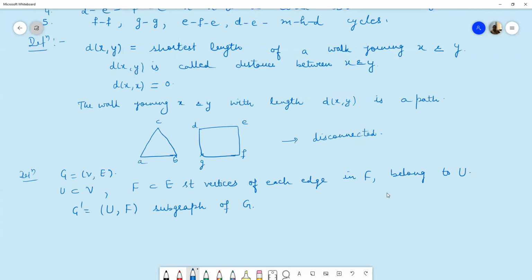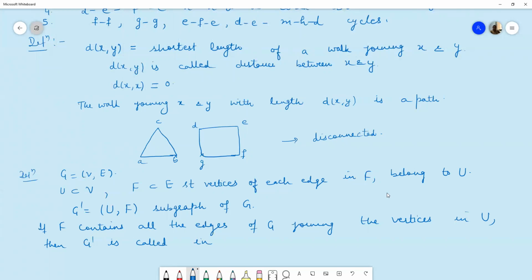Now if F consists of all edges of G that join vertices in U, then it will be called an induced general graph of G. If F contains all the edges of G joining the vertices in U, then G dash is called an induced subgraph.